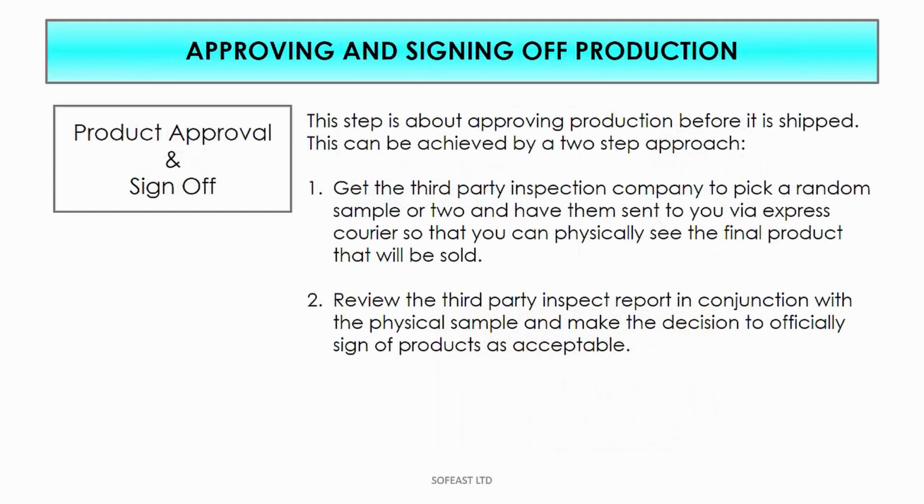Approving and signing off production. This step is about approving production before it is shipped. This can be achieved by a two-step approach. Get the third-party inspection company to pick up a random sample or two and have them sent to you via express courier so that you can physically see the final product that will be sold. Review the third-party inspection report in conjunction with the physical sample and make the decision to officially sign off the products as acceptable.